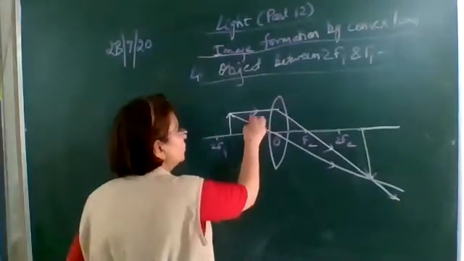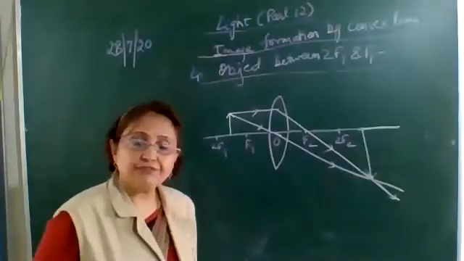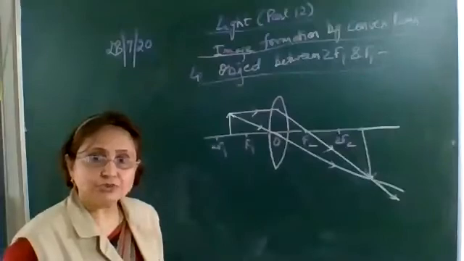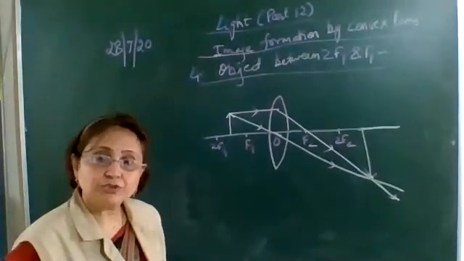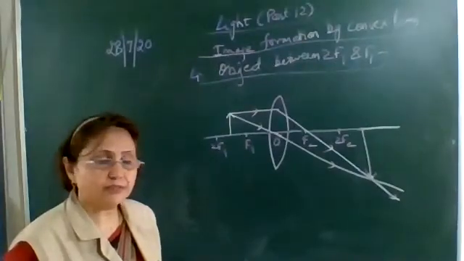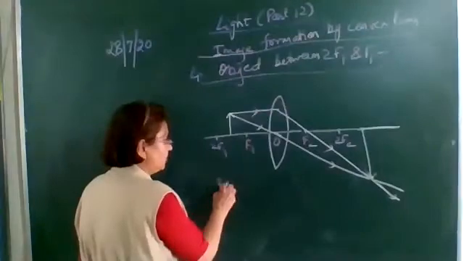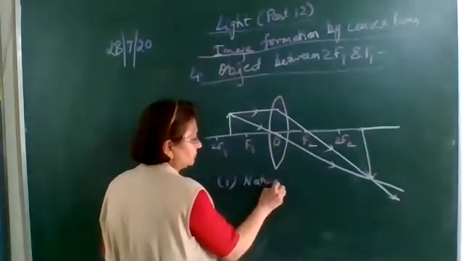So these are the two incident rays refracted according to the rules. The first incident ray, which is parallel to the principal axis, passes to the focus on the other side. The second incident ray passing to the optical center goes straight. Okay, again the 3 points about the image formation. The first is the nature of the image.